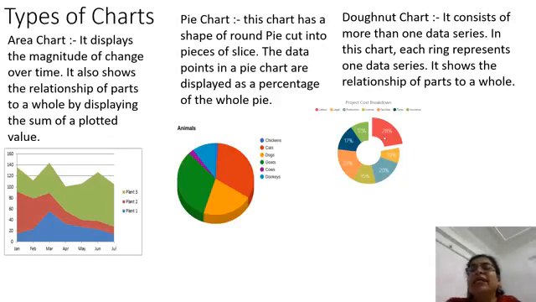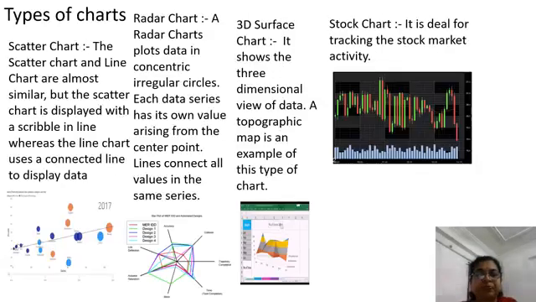Donut chart. It consists of more than one data series. In this chart, each ring represents one data series. It shows the relationship of parts to a whole. Same as a pie chart, but it has different rings here.